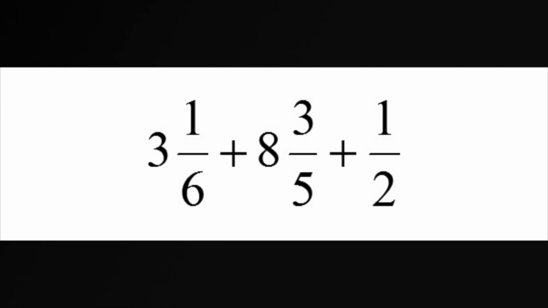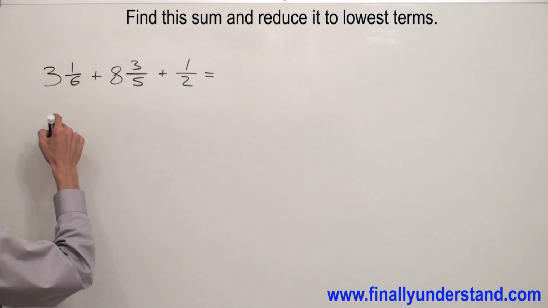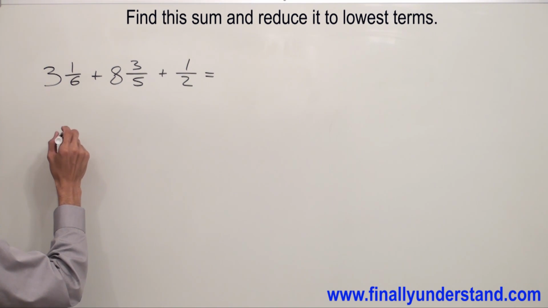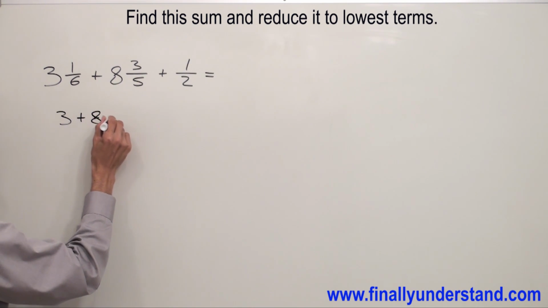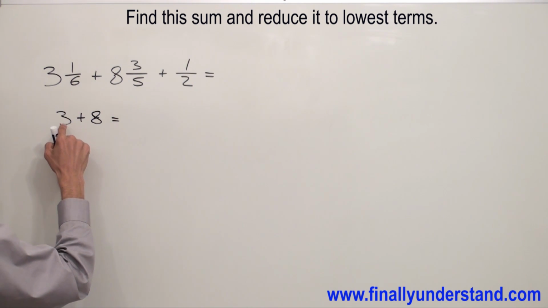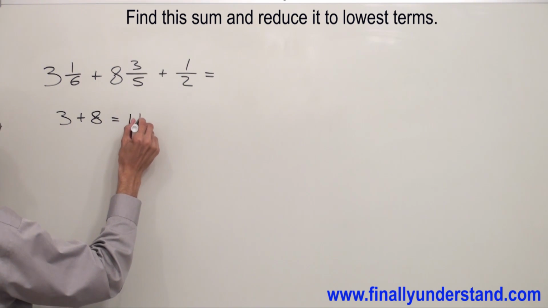Again, we are going to use the method which we used before. We are going to add the whole numbers. As I said before, this method can be used only for addition. I have 3 plus 8. I have to add the whole numbers first. 3 plus 8 is equal 11.